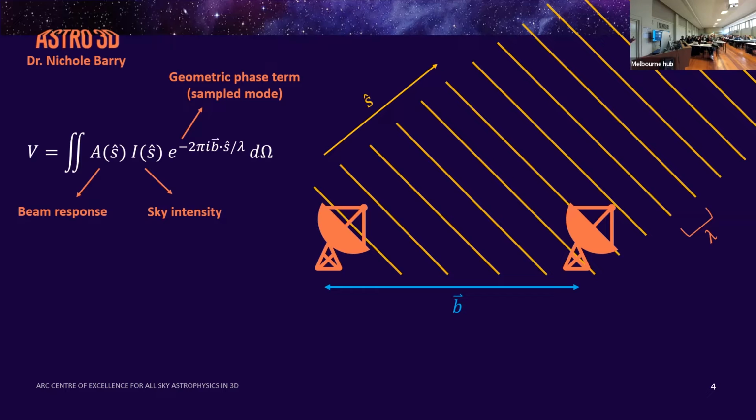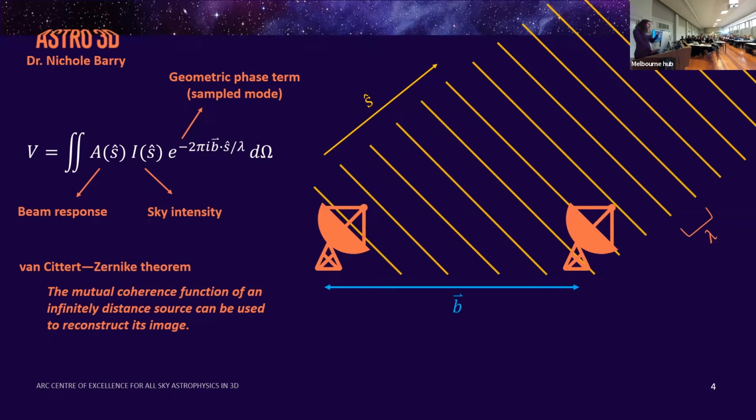And each of these 3 parts is important. So most of the time, you'll probably only see the sky intensity and the geometric phase term because the beam response, it's like 1, right? Like mostly 1. But in fact, as I'll show, it has a very significant response.